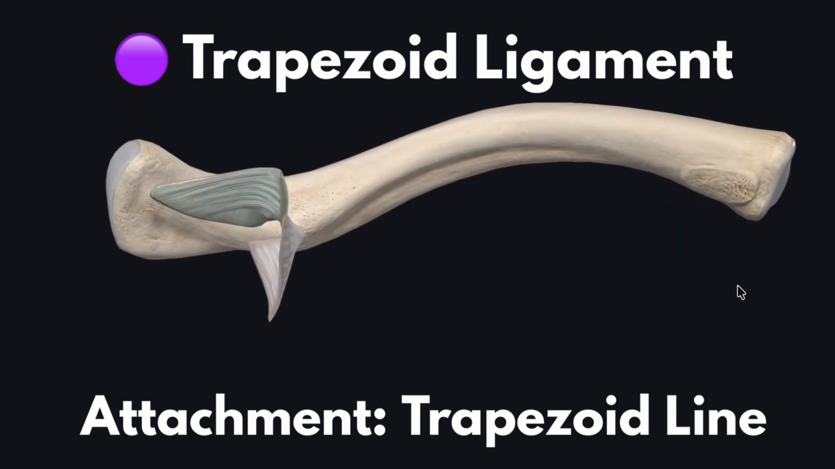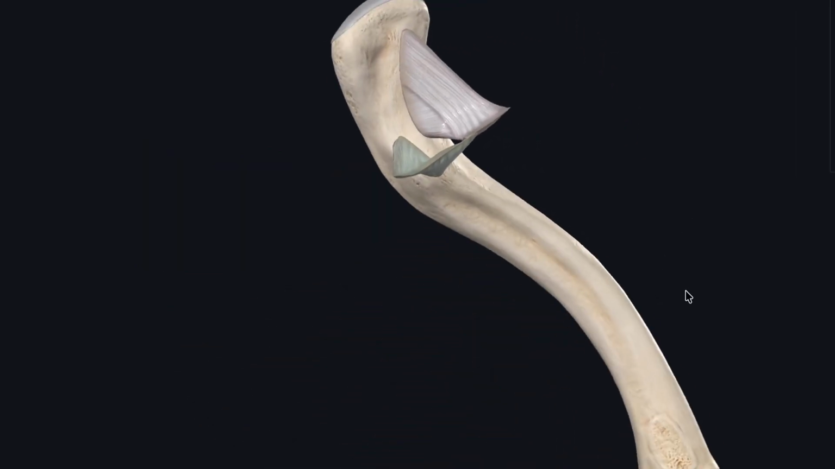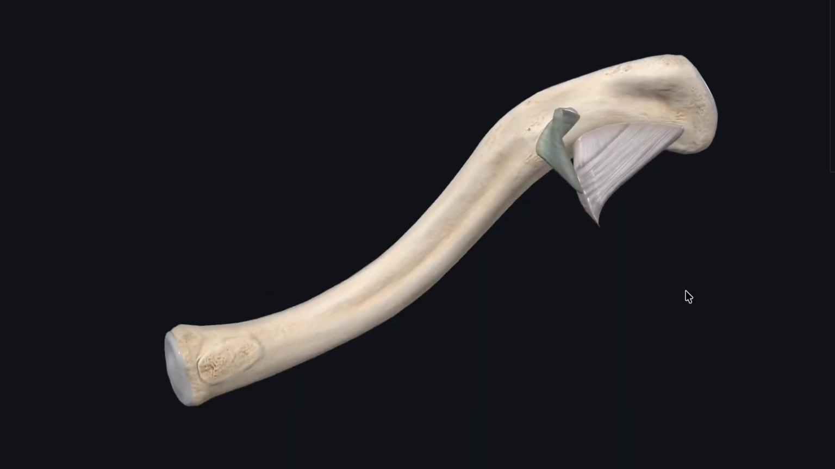Just beside it, the Trapezoid Ligament forms the lateral part and attaches to the trapezoid line. Conoid and Trapezoid Ligament form the Costoclavicular Ligament.